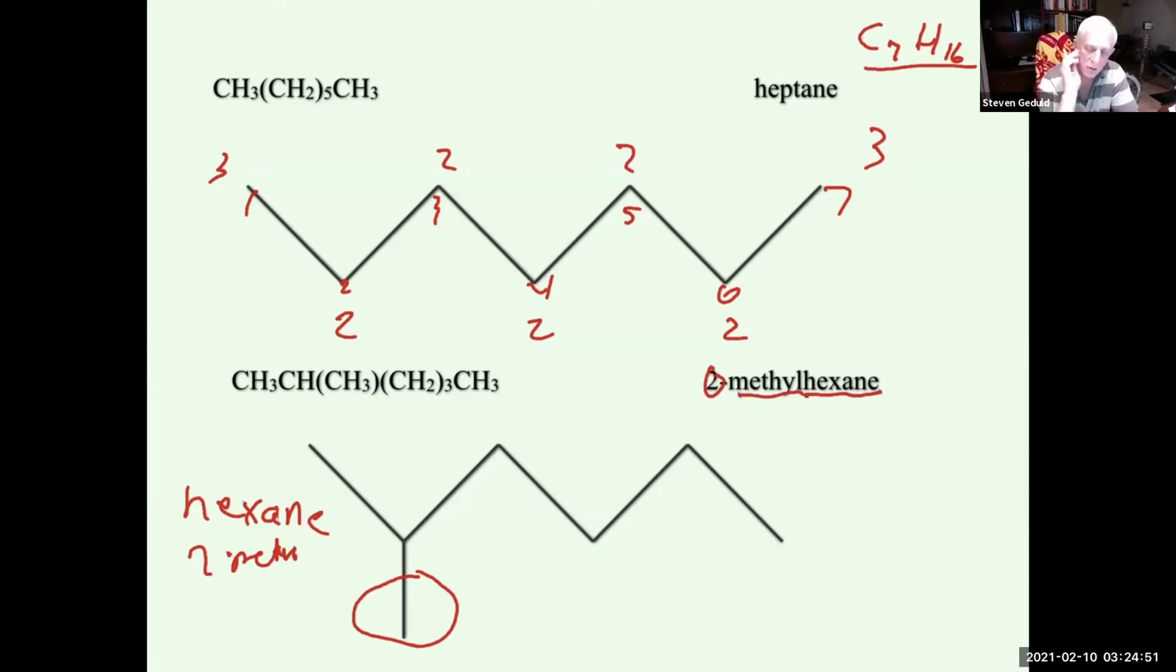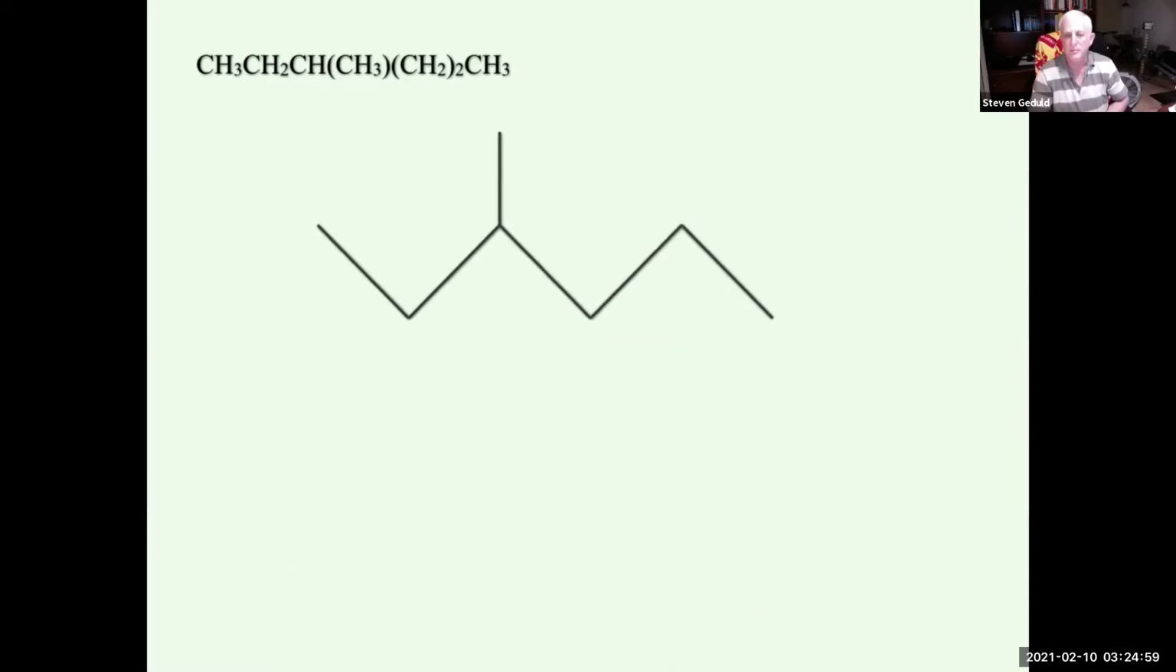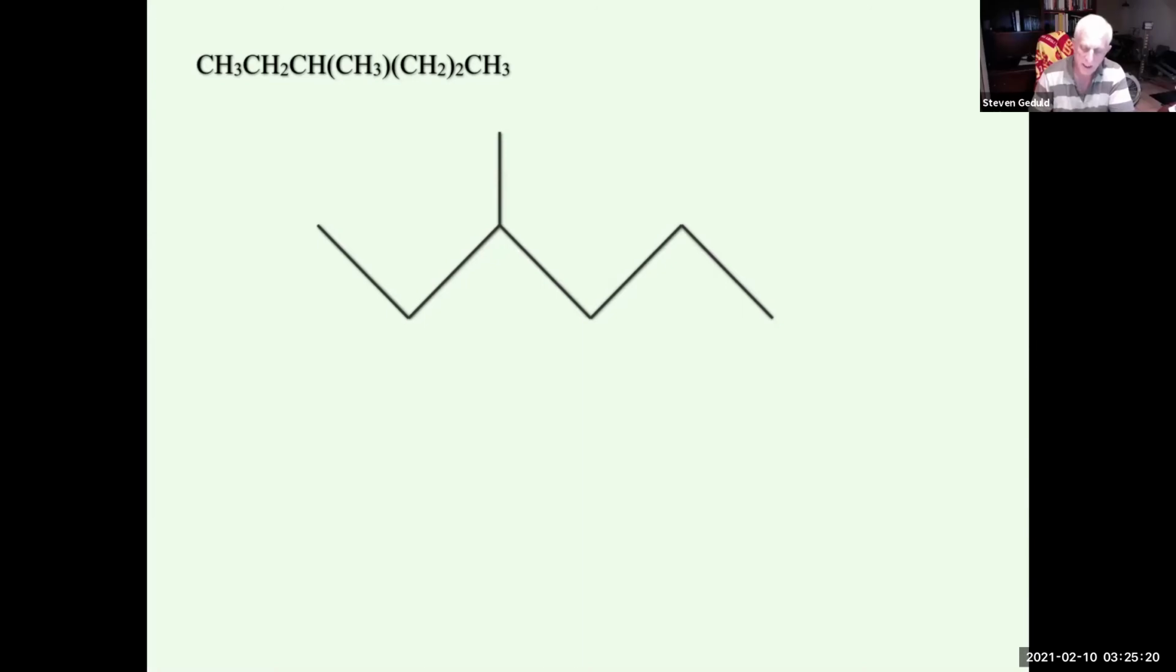We can move that methyl group to the next one over, which we will do just like that. We move the methyl group 1 over. There's your line formula. What's the name? It's not number 2 anymore. It's at what number? 3. Perfect. So 3-methylhexane.